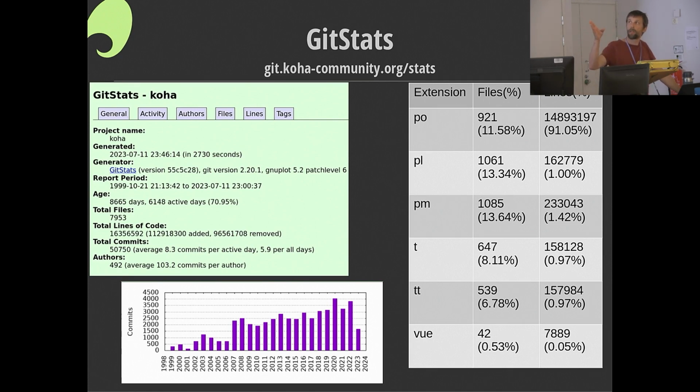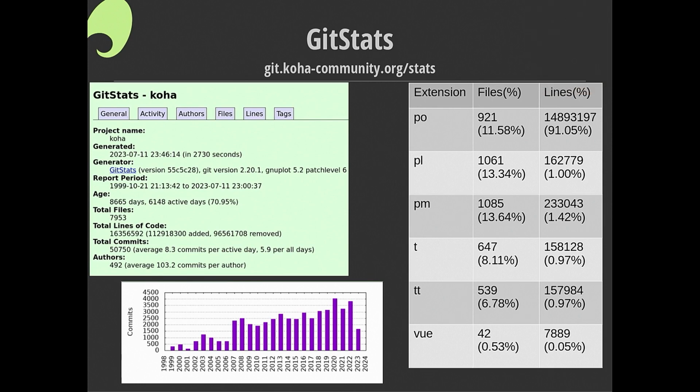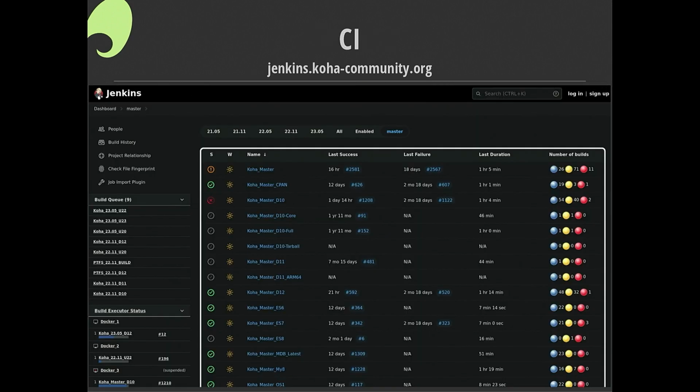We have a lot of PO files, so translation files, which lead to a huge repository, almost 1.4 gigabytes. We should remove those files from the repository to reduce its size. We are constantly moving code from controller PL to packages and adding more code coverage. You can see on the graph that the activity of the project is increasing over the years.